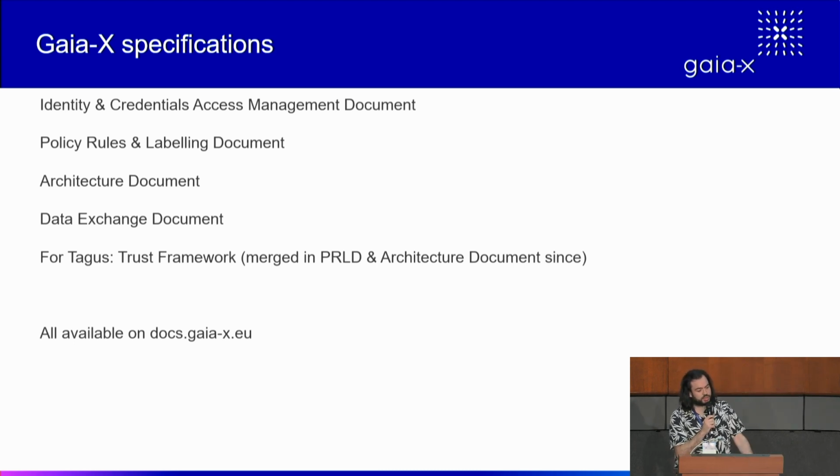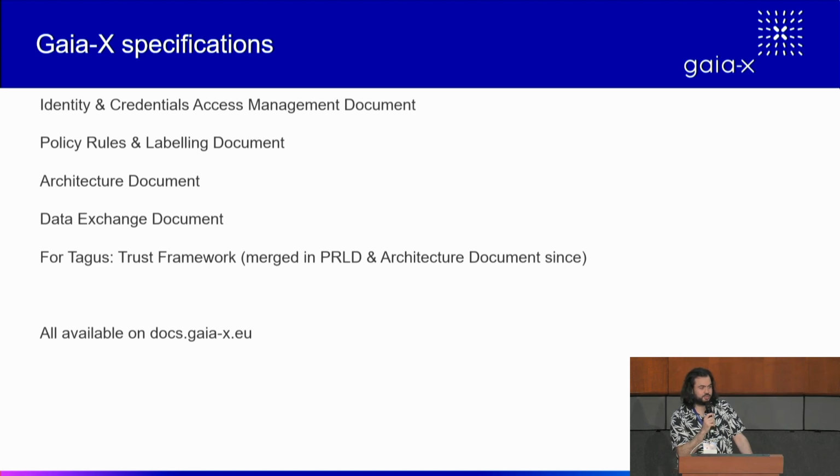The policy rules and labeling document was specifying, for example, the terms and conditions and the labels. We had the architecture document specifying globally the architecture of Gaia-X, the data exchange document for the data product and this kind of description. And for Tagus, we had the trust framework that is now merged in the PRLD and architecture document. All these docs are available on docs.gaia-x.eu. You are free to browse them. You are free to make comments on them.